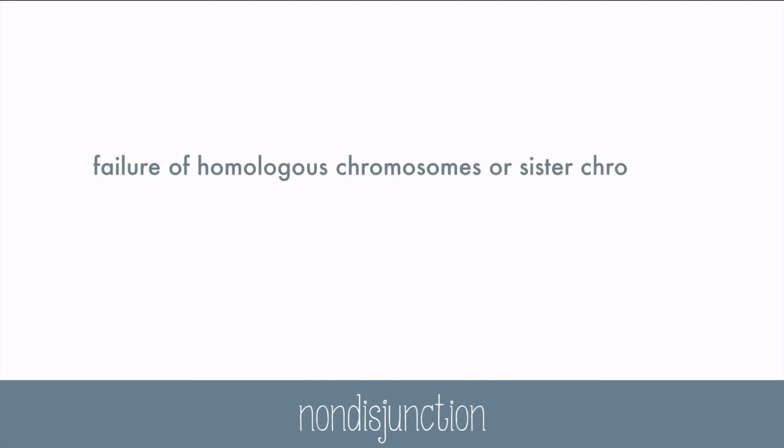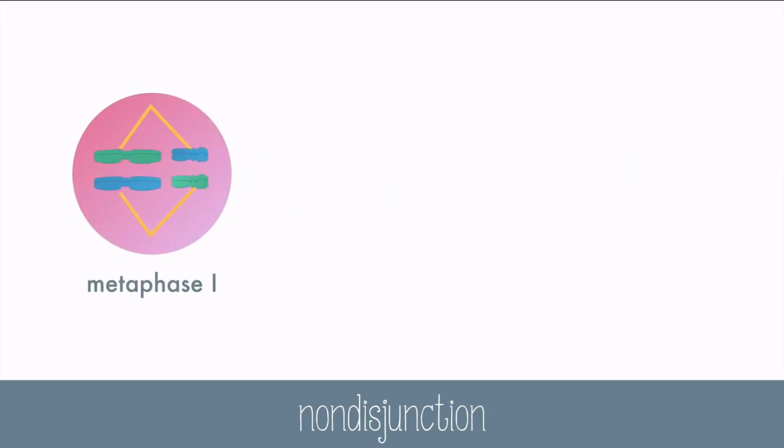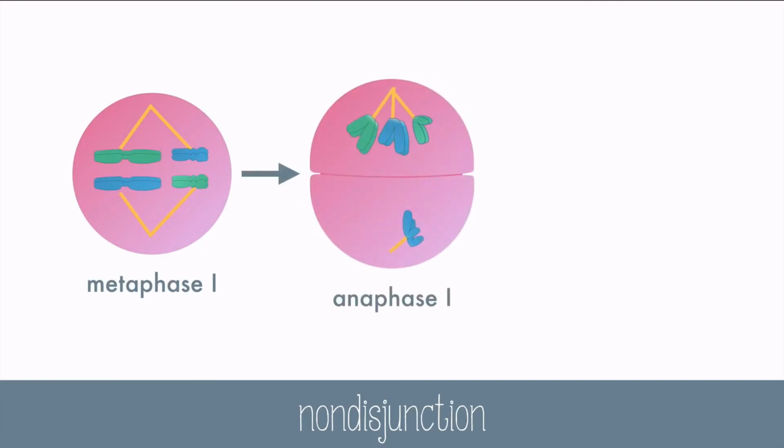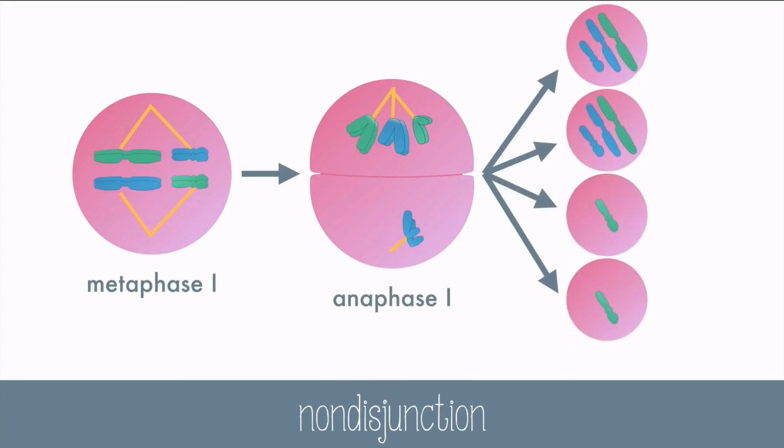Errors during meiosis can cause non-disjunction. Non-disjunction is a failure of homologous chromosomes or sister chromatids to separate during meiosis. Here's one of those cases. During metaphase I, everything is lined up as expected. But during anaphase I, a chromosome is pulled to the wrong side, which leads to gametes with incorrect numbers. Some will have an extra chromosome, and some will have one less. This could lead to a variety of issues. While most of these cases will lead to miscarriage, some disorders are not life-threatening.